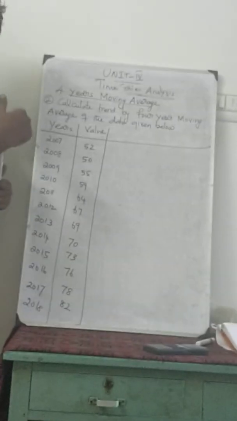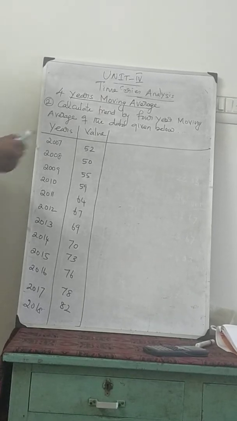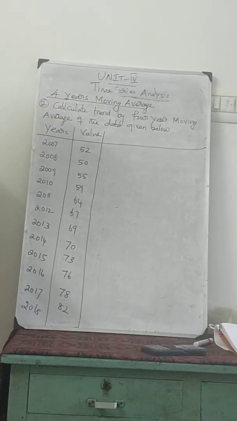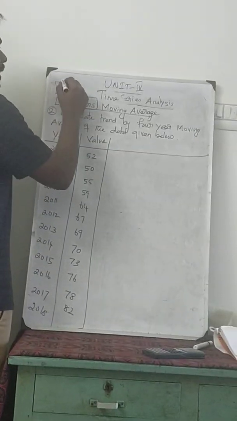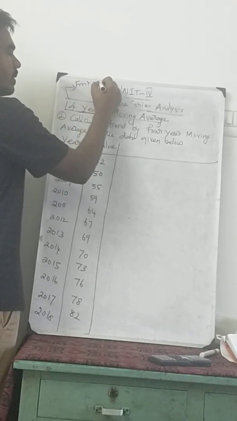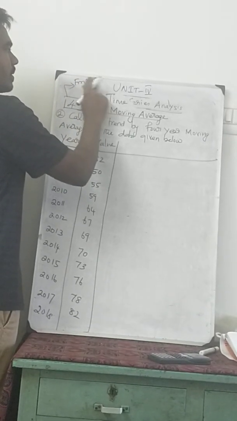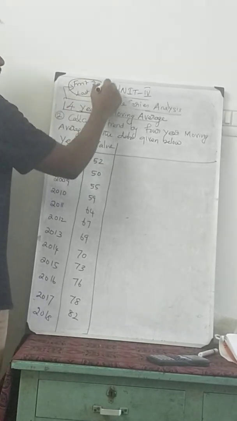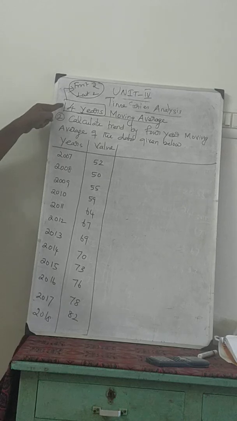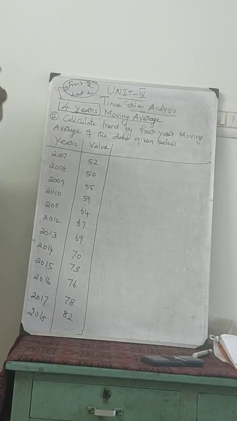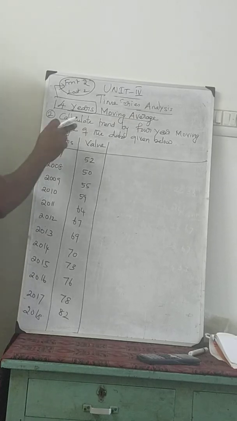Before we go to the problem, I want to tell you one thing. In the 3 years moving average, we cannot find the trend for the first year and the last year. In the 4 years moving average, we cannot find the trend for the first 2 years and the last 2 years. Again, I am repeating: in the 4 years moving average, we cannot find the trend for the first 2 years and the last 2 years. Okay, we'll go for the problem.